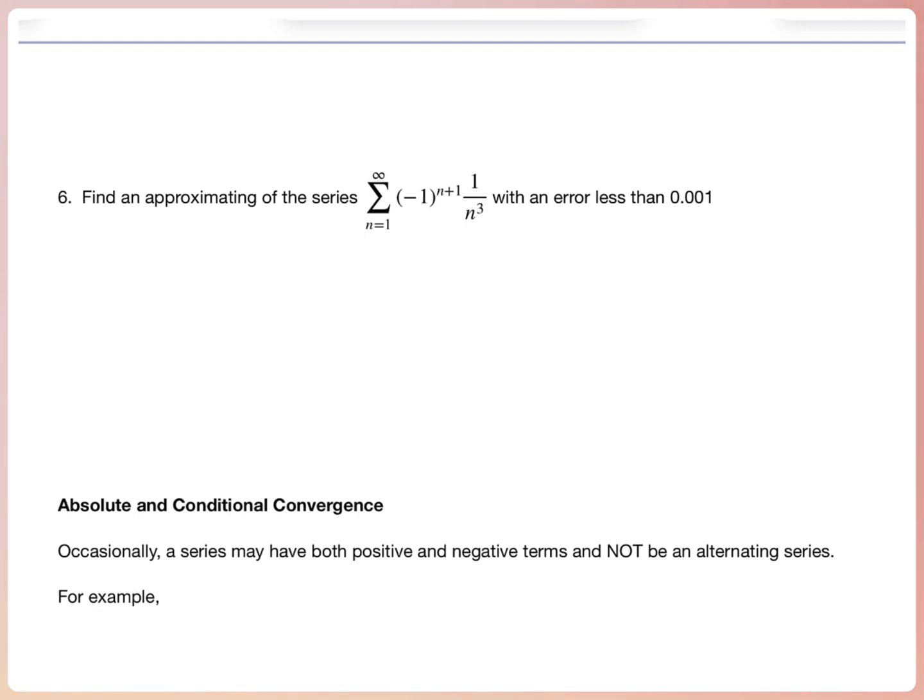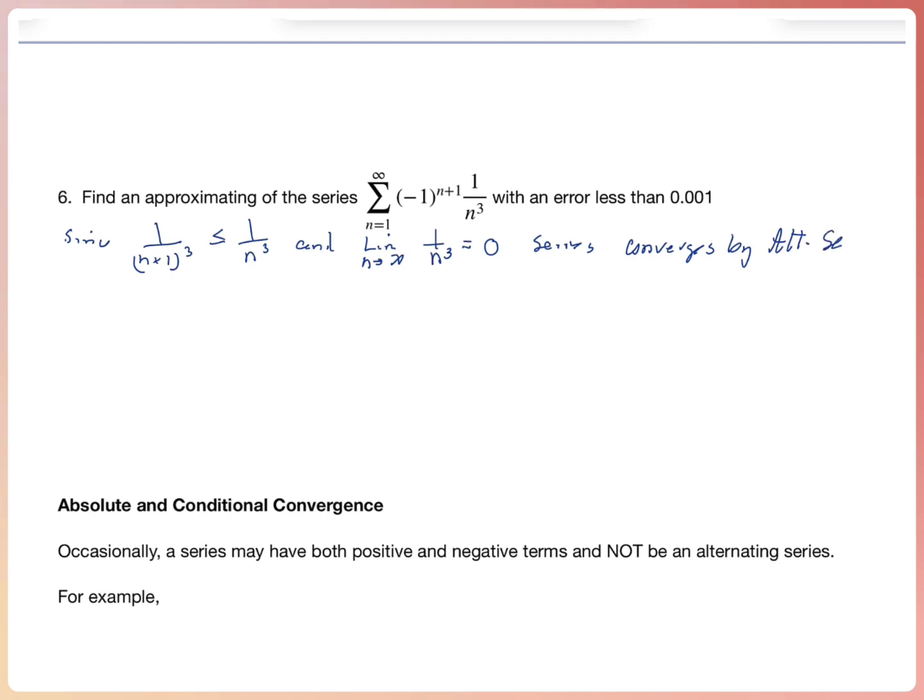Okay, so again, we need to make sure we have a convergent series here. So since 1 over (n plus 1) cubed is less than our 1 over n cubed, this makes it a decreasing series, and the limit as n goes to infinity of 1 over n cubed is 0, we can say that this series is a convergent series by the alternating series test.